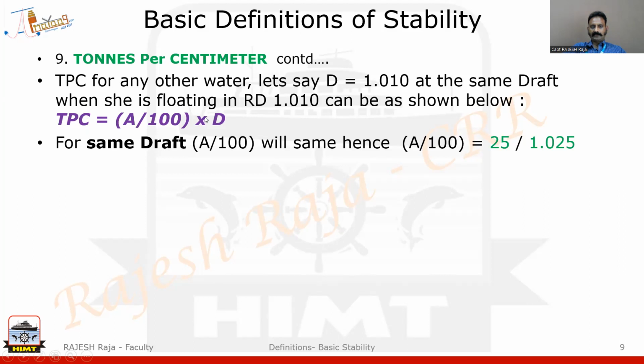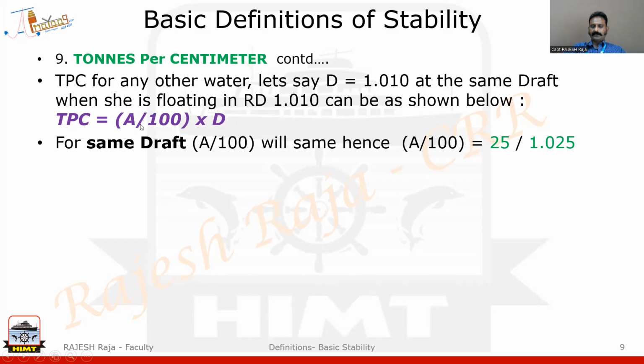Then I will have A by 100 into density. That density would have been 1.025, because the hydrostatic tables are made only for salt water. So I'm going to fill up that, and that is what I have written in a slightly different format. My aim is to find this constant. Why? Because 100 is not going to change.